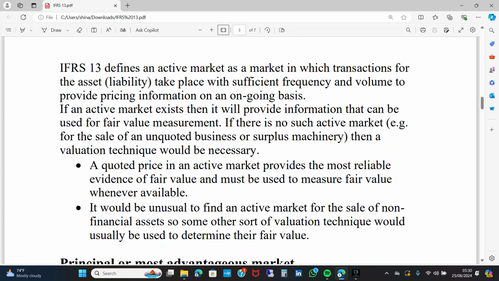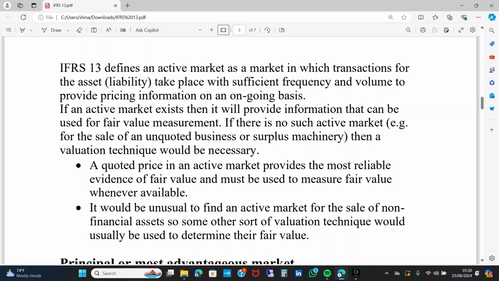An example, an active market for shares of Nigerian companies is the Nigerian Stock Exchange. Why? Because anytime you get to the Nigerian Stock Exchange, you know that they are always buying and selling the shares of Nigerian companies that are quoted there and other companies too. And they are buying it in such frequency and volume that at any point when you get there and say, I want the price of the shares of Zenith Bank PLC, you will get the price. That's what you call an active market.